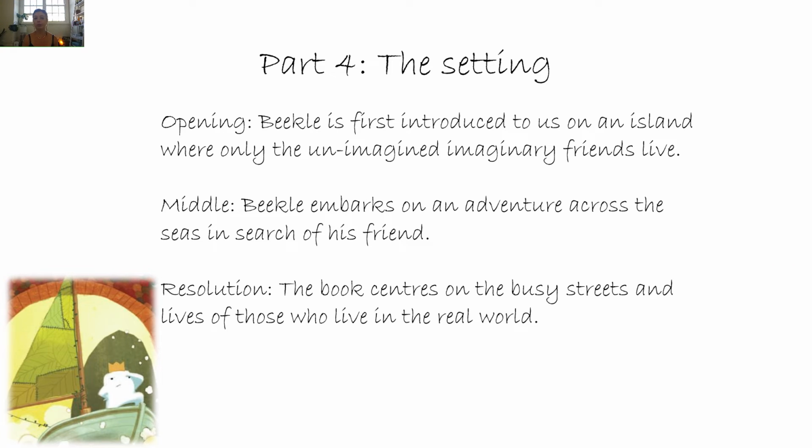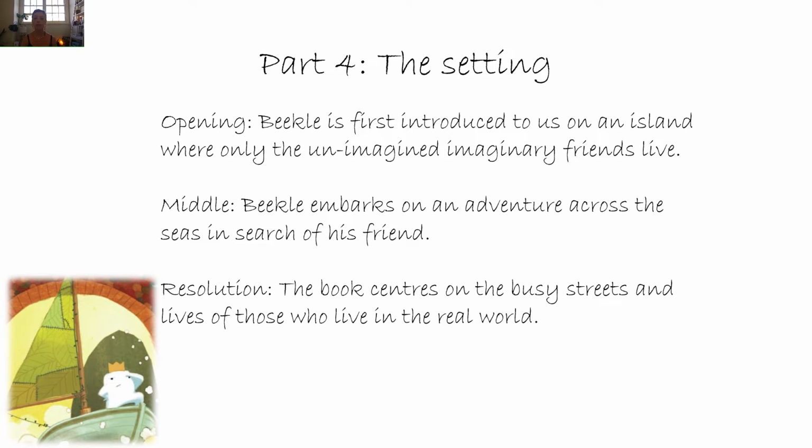The setting of the story moves from the imaginary to the real world. The story opens on an island where the imaginary friends live and play. An island is symbolic of isolation, showing that the friends need to be imagined to belong and be integrated into the world. The setting then changes to the exploration component of the text.